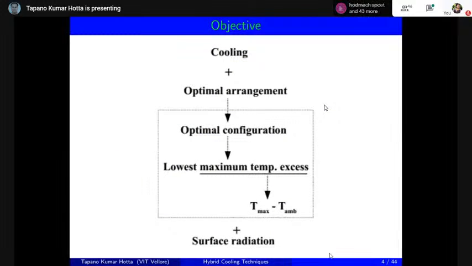Now, let us see what the objective is then. So now we need to cool the devices, right? That is the first objective. You need a better cooling technique. But is only cooling sufficient? No. Apart from the cooling, we need to find out how to arrange the elements of these components.